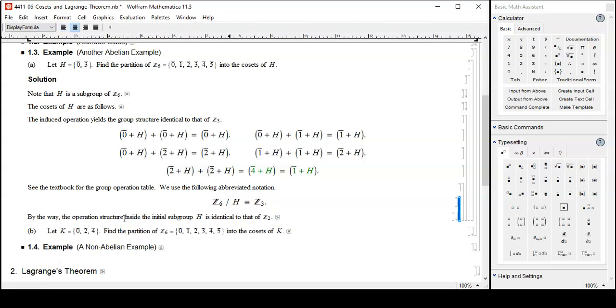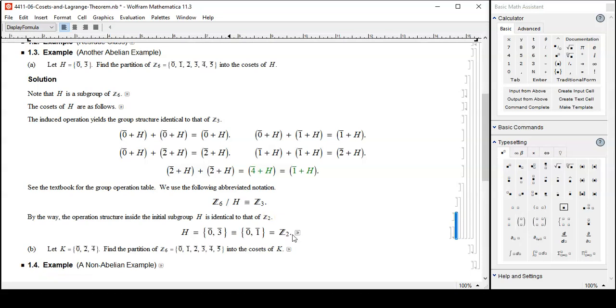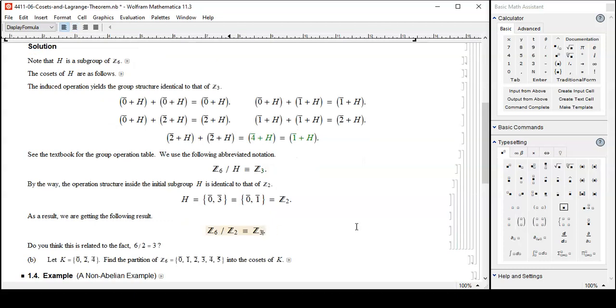By the way, remember the operational structure inside H is identical to Z2. Remember that? You see 0, 3 versus 0, 1. 0 plus 0 is 0. 0 plus 3 is 3. And then 3 plus 3 is 6, but that's the same as 0 modulo 6. How about this one? 0 plus 0 is 0. 0 plus 1 is 1. 1 plus 1 is 0 modulo 2. So yes, these two are identical, or isomorphic. Or you can multiply by 3 to get the isomorphism actually. So if I replace this H by Z2, then we're going to get this kind of abbreviation.